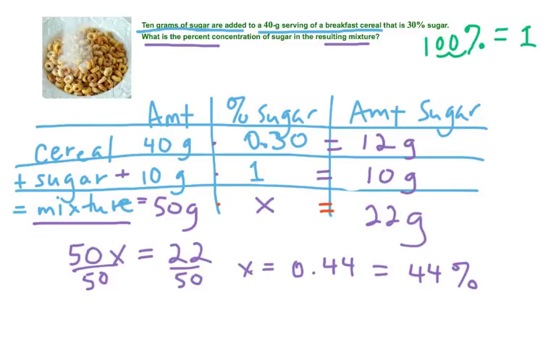Anyways, so we've solved the problem. We've answered the question, what is the percent concentration of sugar in the resulting mixture? And we have answered it. It is 44%.